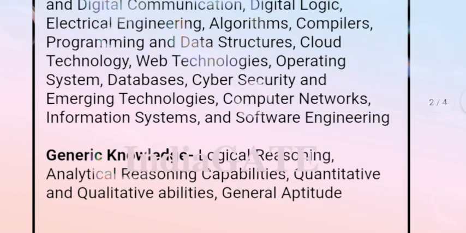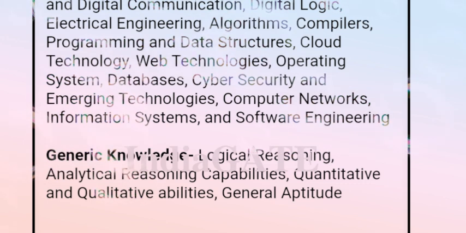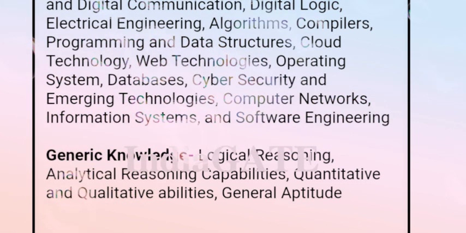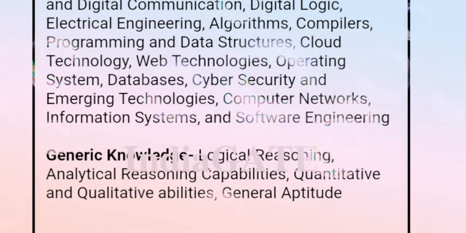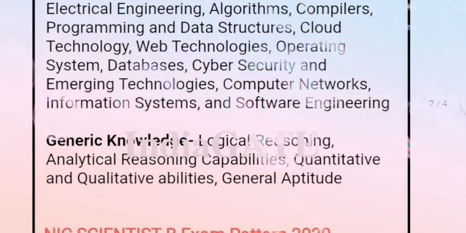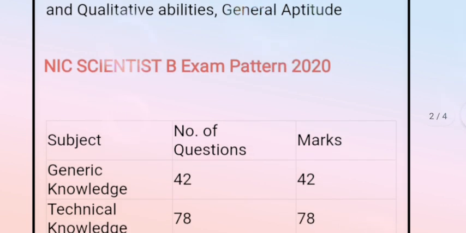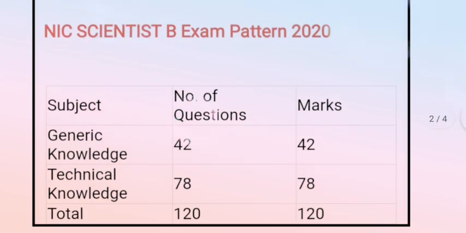Now come to the next subpart, that is generic knowledge, and it includes logical reasoning, analytical reasoning capabilities, quantitative and qualitative abilities and general aptitude. Now come to the pattern of the Scientist B post.